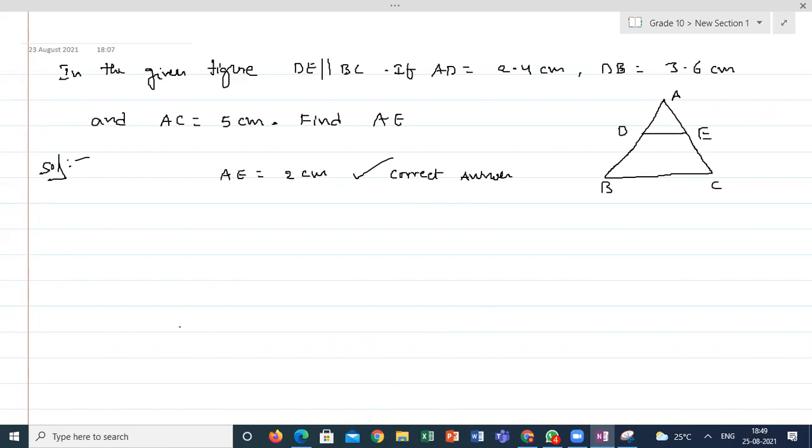AE is equal to 2 centimeter is the right answer. I think Harita has it. Only two guys, yes sir. I will wait for a minute. Harita, I am going to give one more question. Please try this question. Who already completed? Okay, sir.